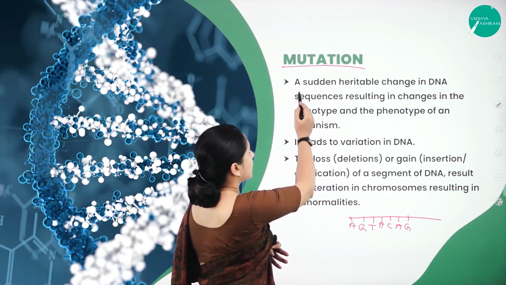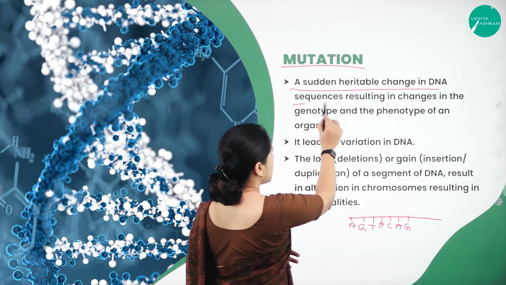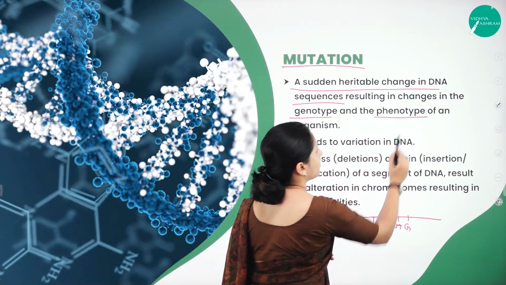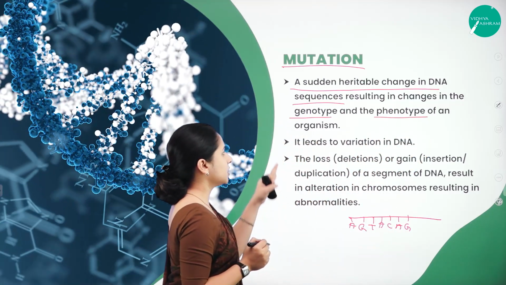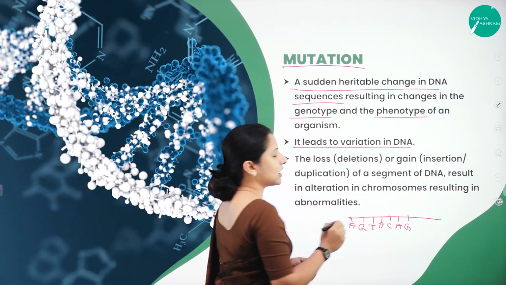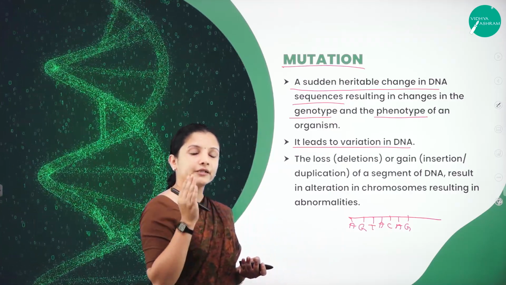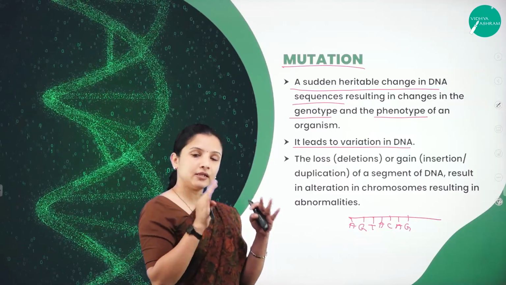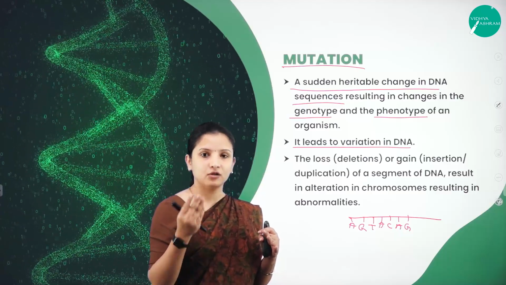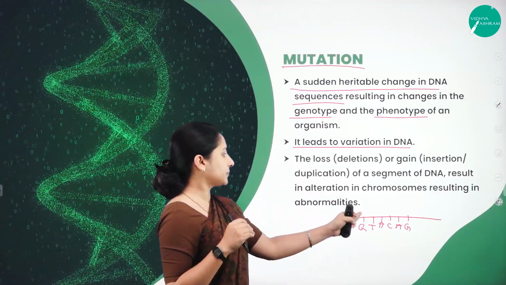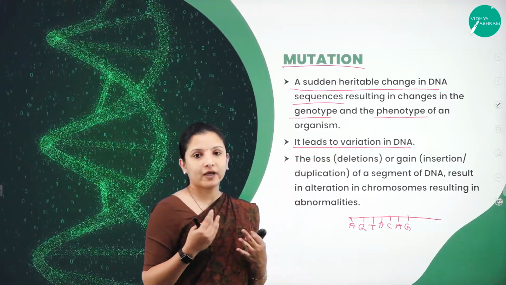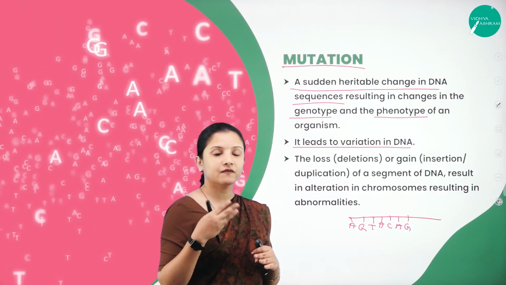So mutation is a sudden heritable change in the DNA sequence which brings about a change in the genotype and the phenotype of an organism. So this mutation leads to variation in the DNA. It is always specific. In a DNA, the nucleotides should be arranged in a specific manner. If that specificity is altered, it will result in variation in the DNA. Therefore, it will cause various diseases.